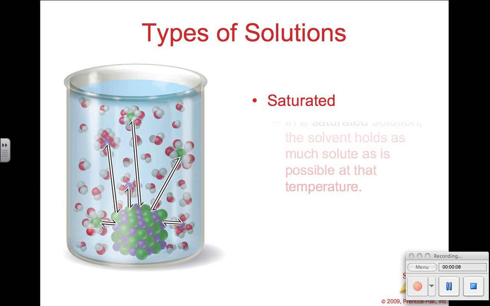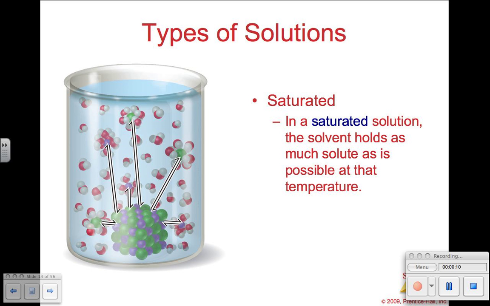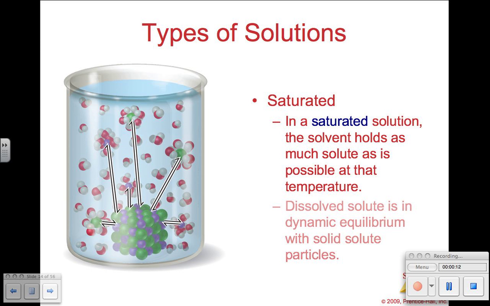When we talk about types of solutions, a solution again is where you have a solute dissolved into a solvent. You can have a few different versions of that solution. One type would be a saturated solution. In a saturated solution, the solvent has as much solute dissolved in it as possible, so you can't dissolve anything more.